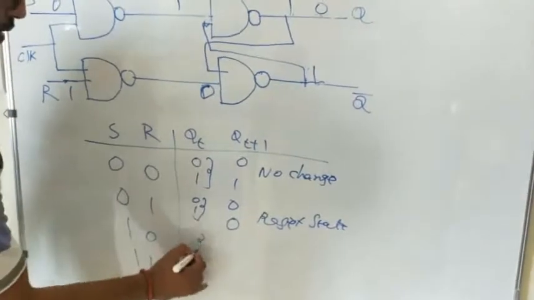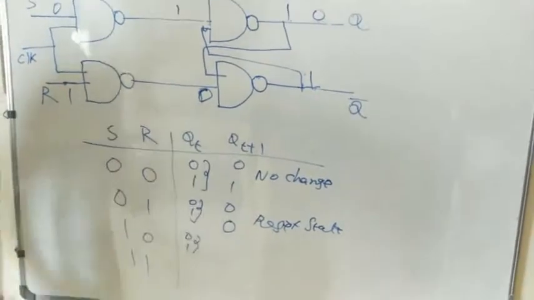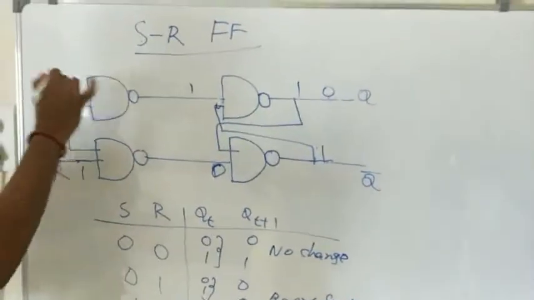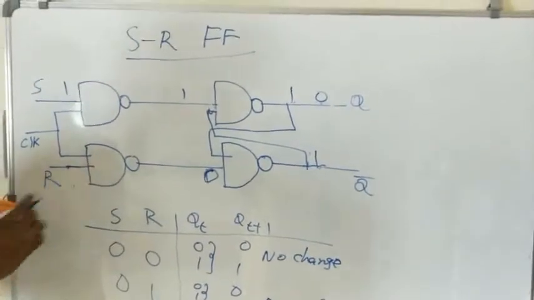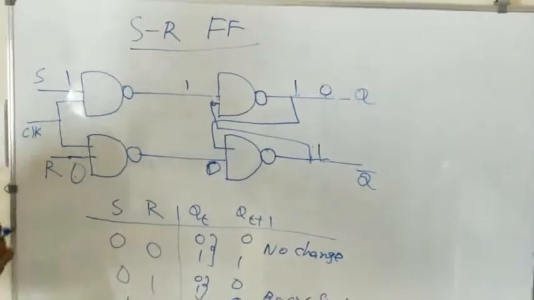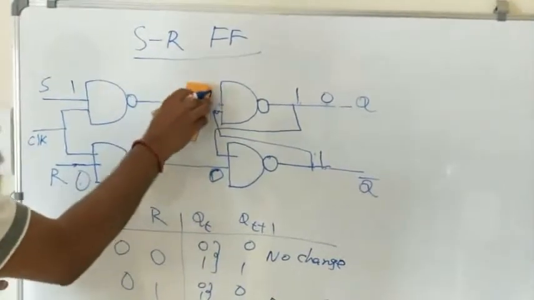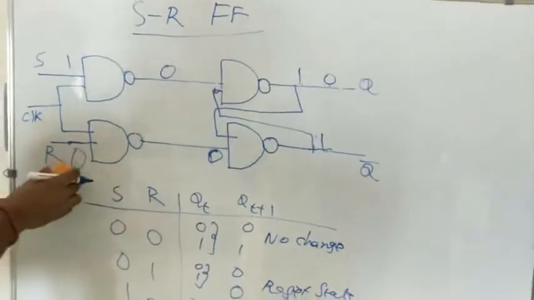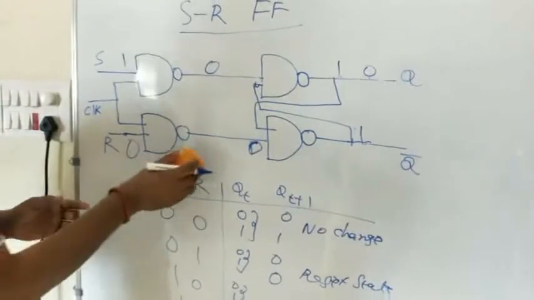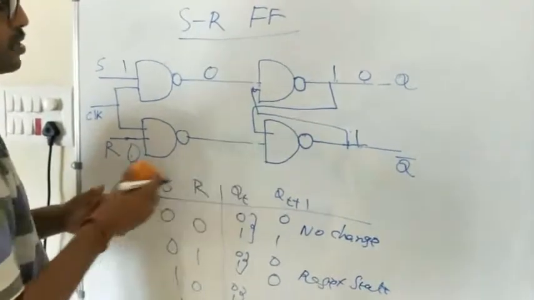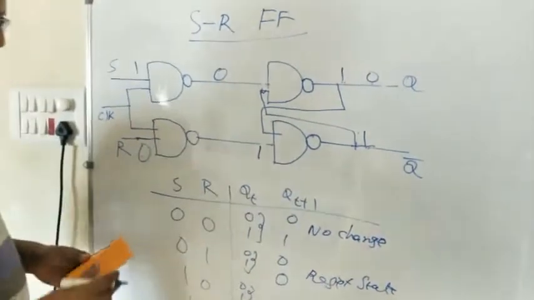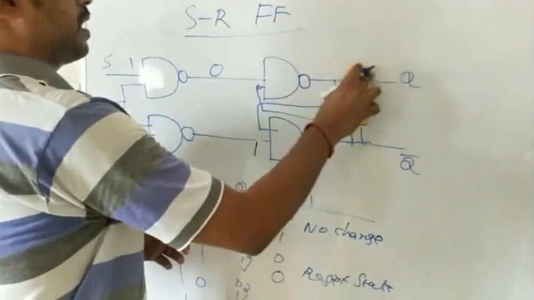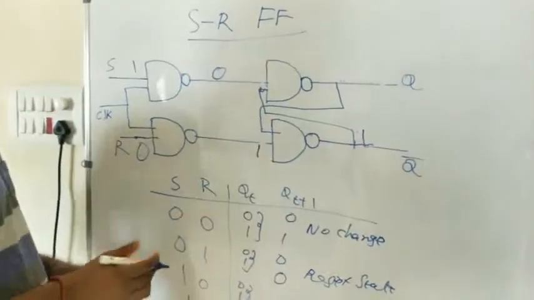Then for 1 0. Now S becomes 1, R becomes 0. Okay, S becomes 1 means the clock input is also 1. Both inputs are 1 means the output of NAND gate is 0. If any one of the input is 0 in NAND gate, the output is going to be 1 here. Once again, now we have to check with the present states. What could be the next state?